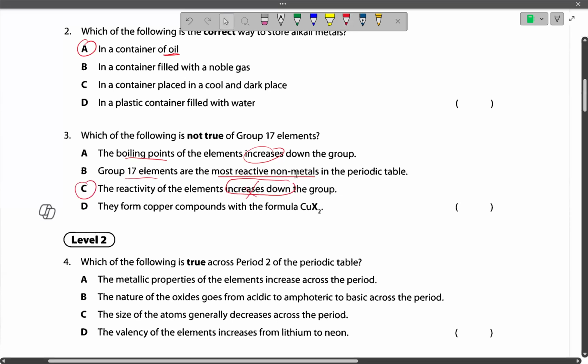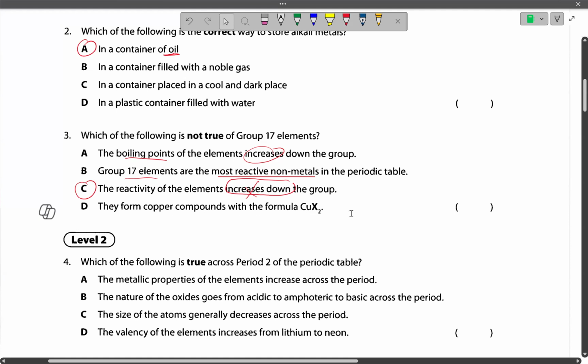Remember that in group 1, reactivity increases down because as you go down the group, it is easier to lose an electron. But group 17 receives electrons. As you go down the group, the ability to receive an electron becomes weaker and weaker. Therefore, reactivity decreases down.